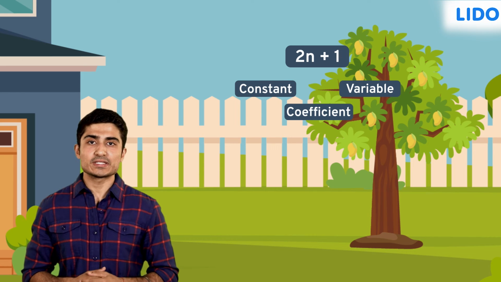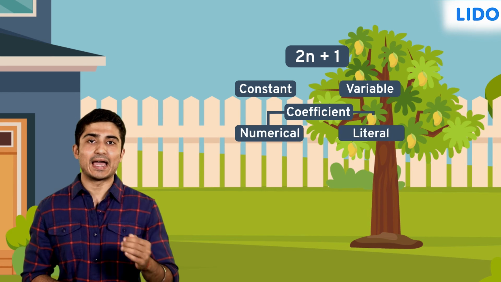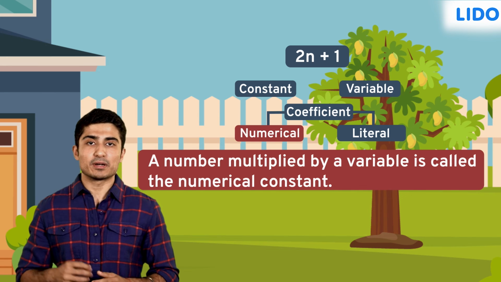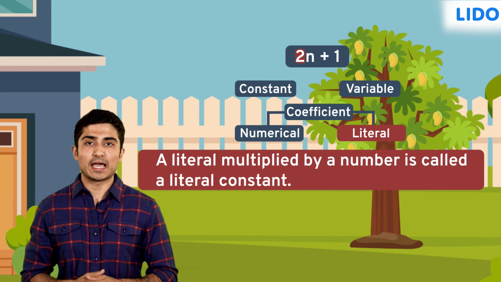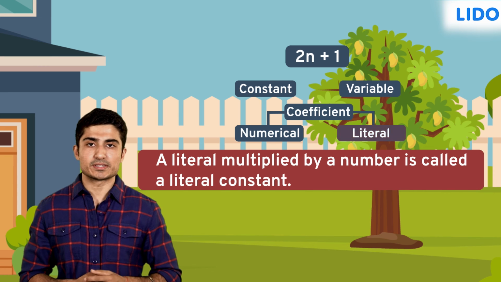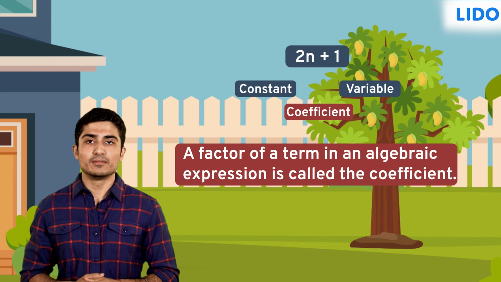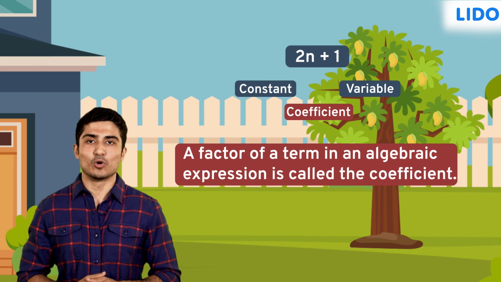Now, coefficients can be of 2 types, numerical and literal. A number multiplied by a variable is called the numerical coefficient. A literal multiplied by a number is called a literal coefficient. A factor of a term in an algebraic expression is called the coefficient.